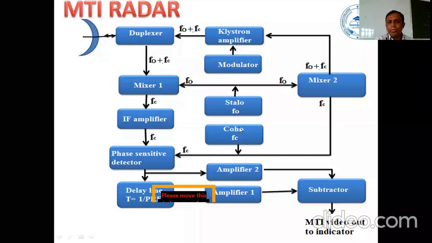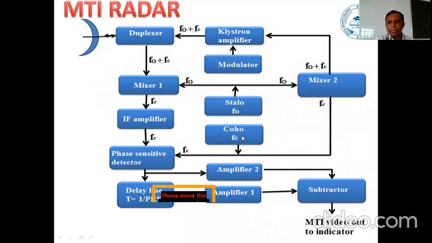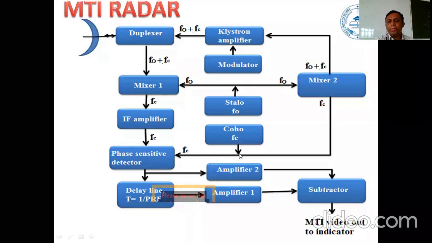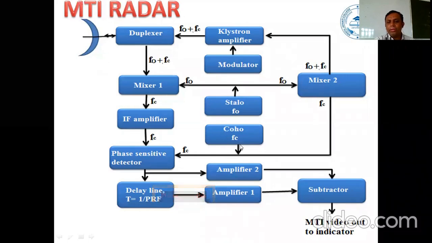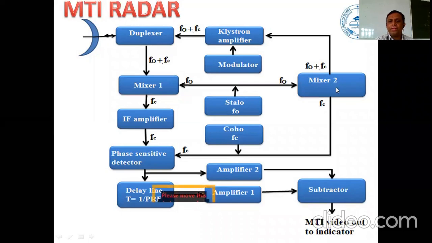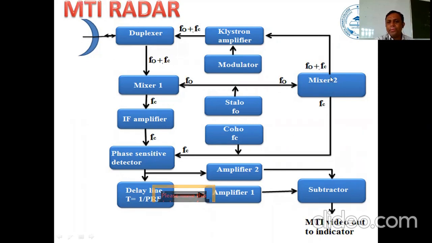At the same time, COHO also produces a frequency, which we call the coherent frequency. The stable oscillator produces the frequency F naught, and the coherent oscillator produces the frequency FC. These two frequencies are given to mixer 2. In the previous sessions we said that a mixer can either add or subtract two signals. In this case we are adding these two signals, F0 plus Fc.